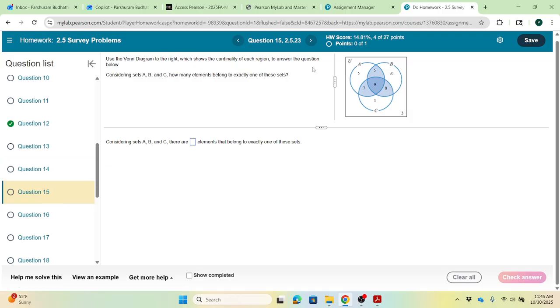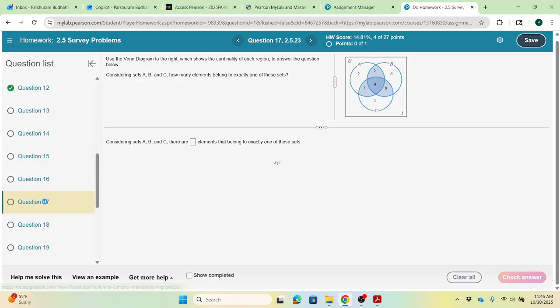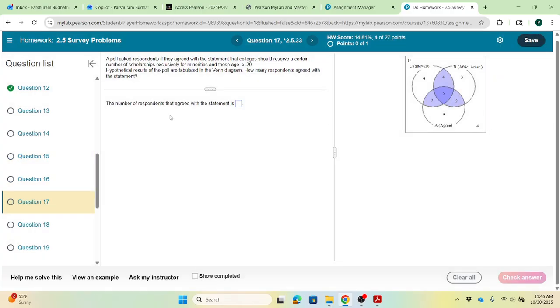Okay, so this is very similar question. Okay, a poll asks respondents if they agreed with the statement that college should reserve a certain number of scholarships exclusively for minorities and those age greater or equal to 20. Hypothetical results of the poll are tabulated in the Venn diagram.